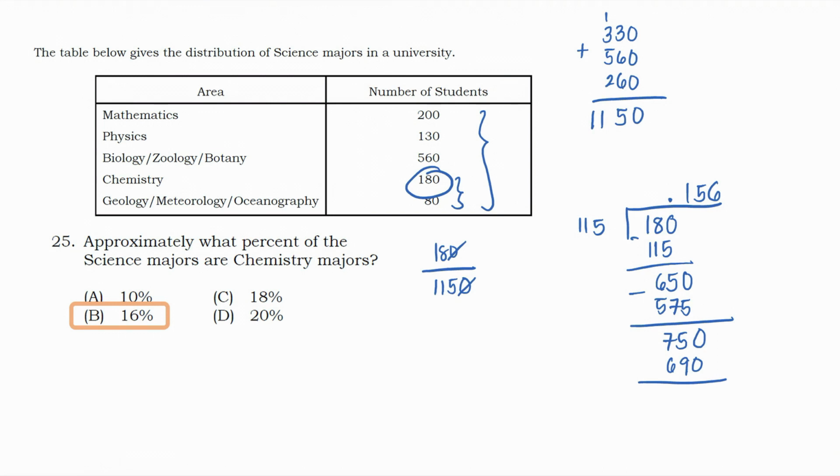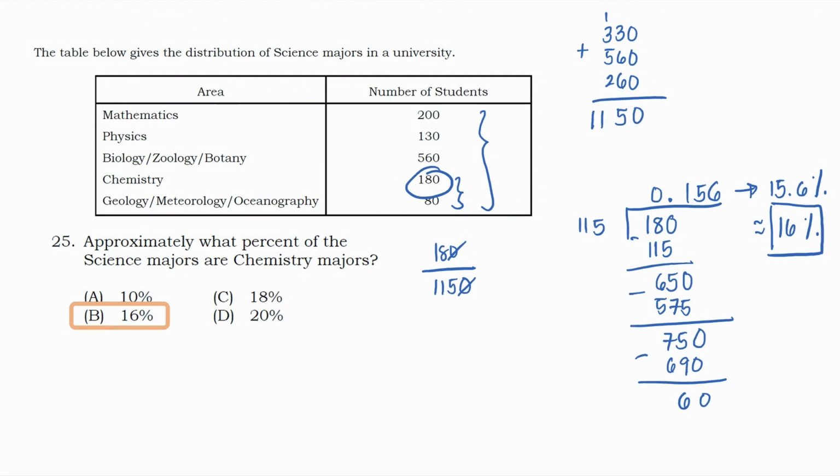Yan, 6 times 115 is 690. Then, subtract ulit, 0. And then, 75 minus 69 is equal to 6. So, meron kang 16 na remainder. Pero, ayan, nakuha mo na. Gagawin mo na lang tong percent. So, 0.156. Move mo siya 2 decimal places to the right. I-move mo yung decimal places ng 2 beses to the right. So, this one will become 15.6%. Or, equal din yan sa 16%. So, this one is our final answer.